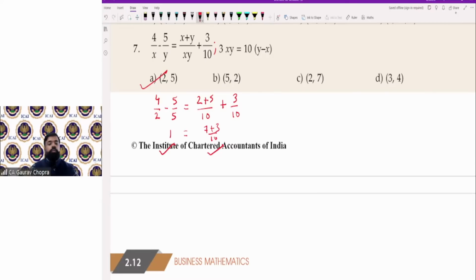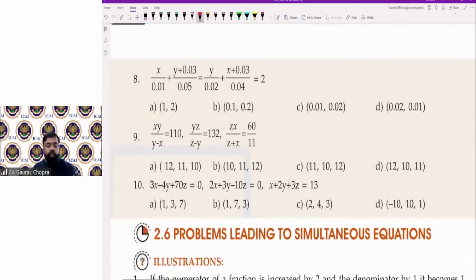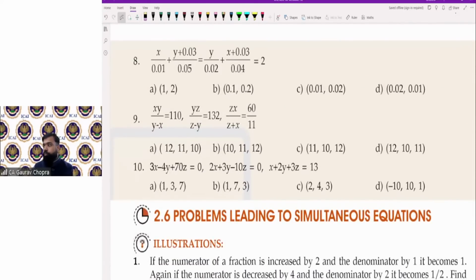Okay, now if you want, you can check the second equation as well. So 3 into 2 into 5 is equal to 10 into 5 minus 2. So on both sides we are having 30. Therefore, this is also getting verified. So option number A is correct. Yes, so most of you have given the answer option number A.